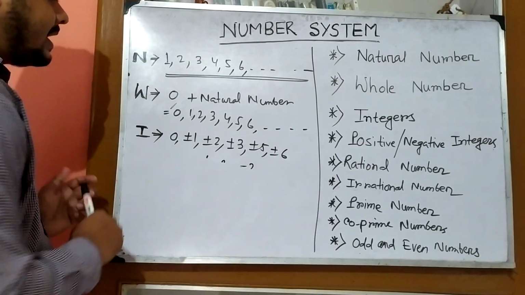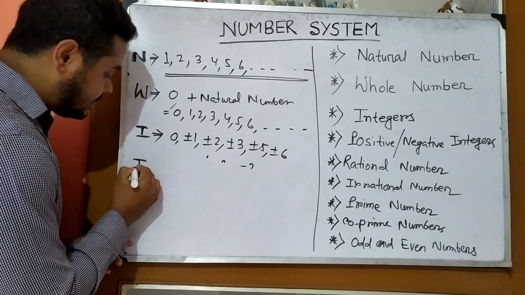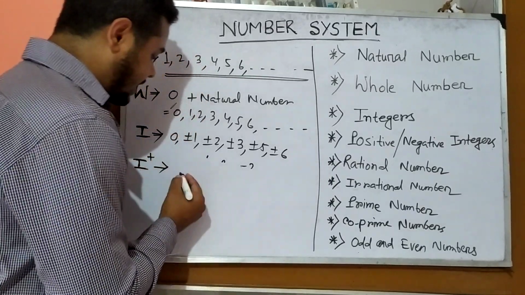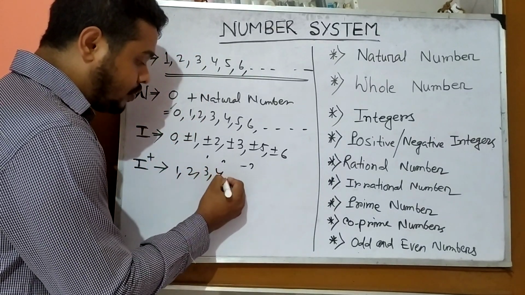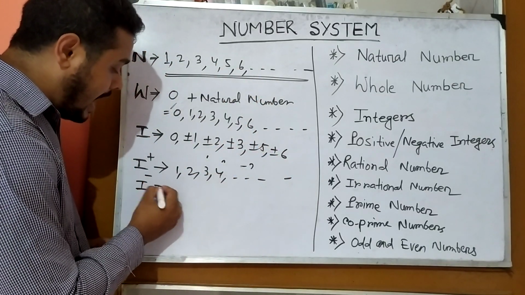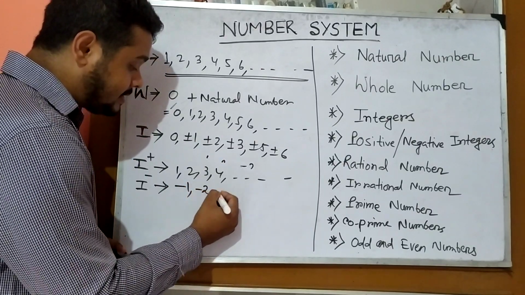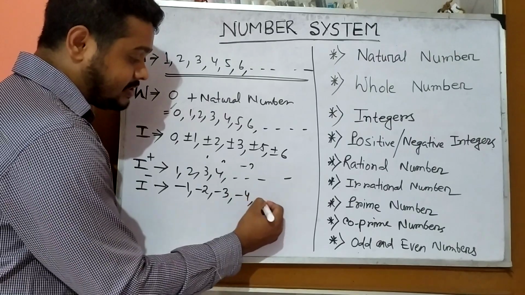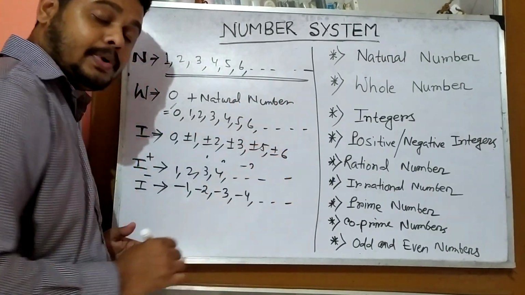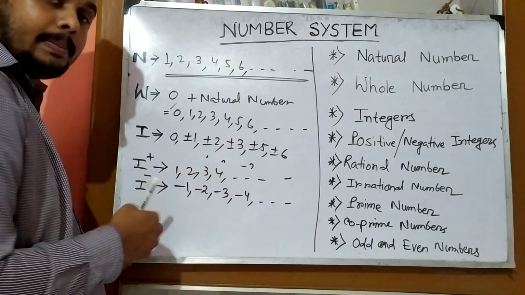Integers are divided into 2 parts. The first one is I plus, which means positive integers, that is 1, 2, 3, 4, 5, like that. The second part is denoted by I minus, that is negative integers, denoted by minus 1, minus 2, minus 3, minus 4, in this way. So positive integers mean only the positive part, and negative integers mean negative whole numbers.